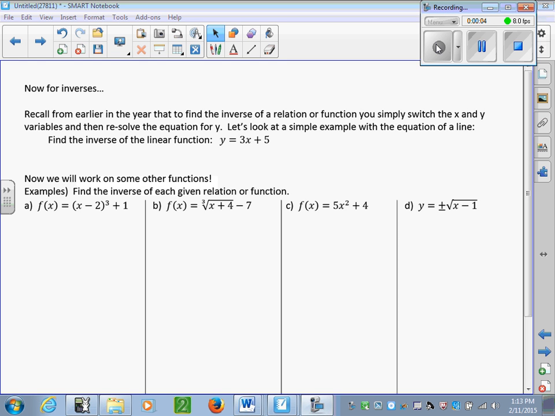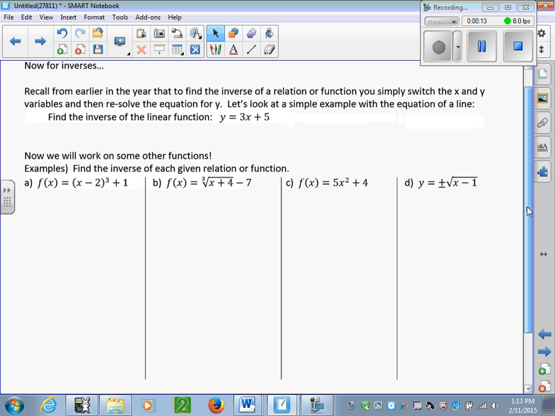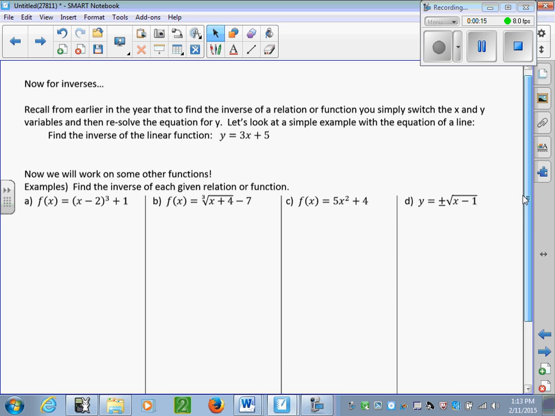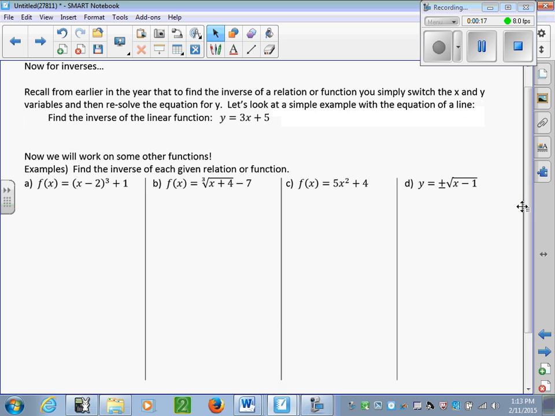Okay, so let's do Unit 5, Day 6 video Part 2. So we split this into two videos. The first video we talked about transformations, and now we're going to talk about inverses of radical functions. Remember, at the beginning of the year we briefly talked about inverses.